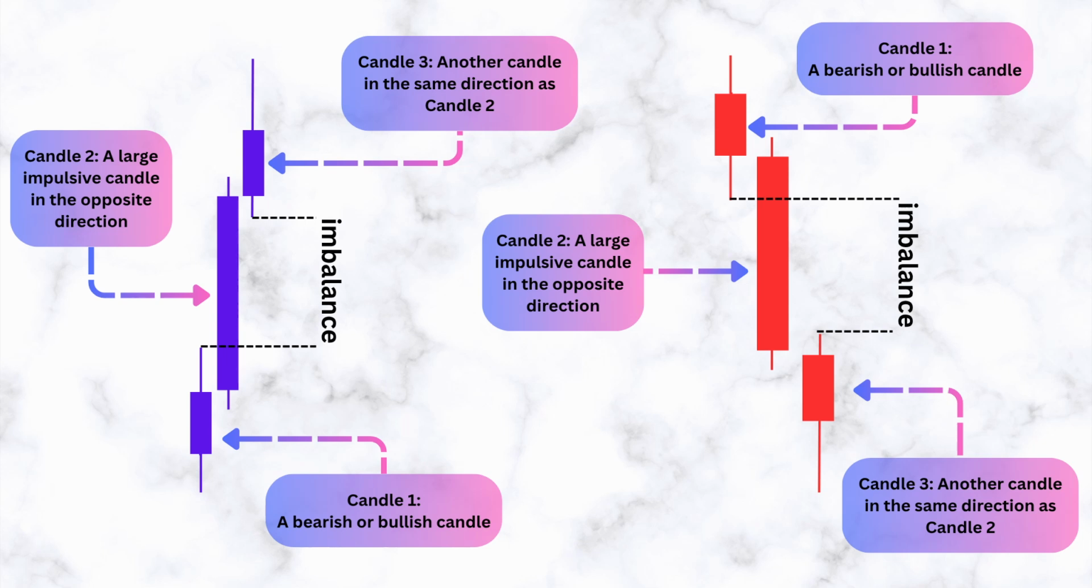This gap is the zone where institutional orders were likely placed without resistance from the other side of the market. Think of it like this. The market rushed through a door so fast that it left it open. Eventually, it must come back and close it. The zone between the high of candle 1 and the low of candle 3 becomes your fair value gap zone, and price tends to revisit it.